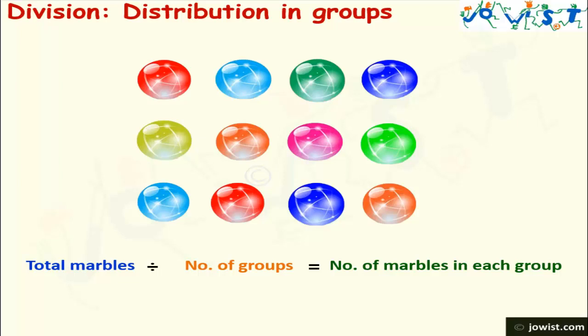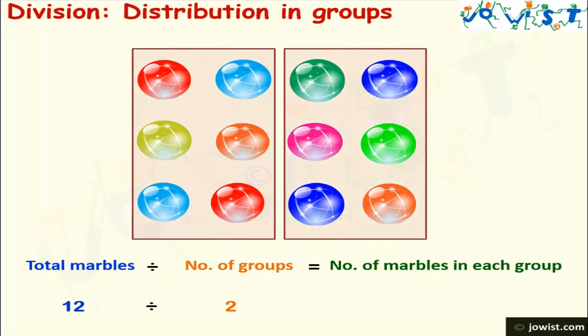So let's make 2 groups each containing equal marbles. We have 12 marbles divided by number of groups, which is 2. How many marbles are there in each group? Yes, we have 6 marbles in a group. Here we write it as 12 divided by 2 is equal to 6. Again, what does this mean? It means that we have 2 groups of 6 marbles each.